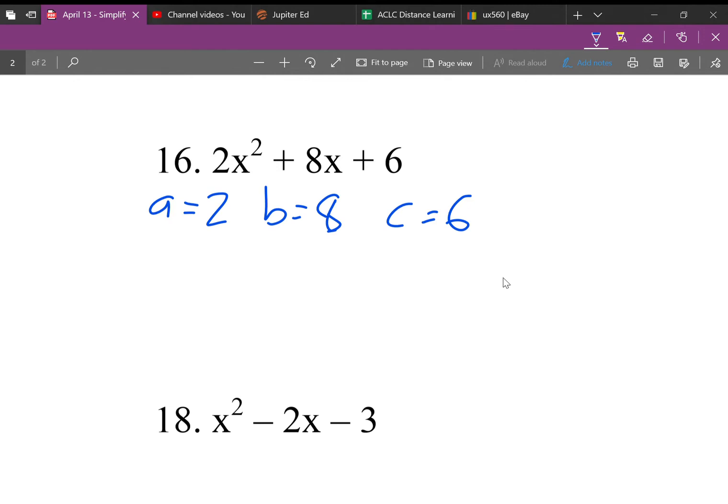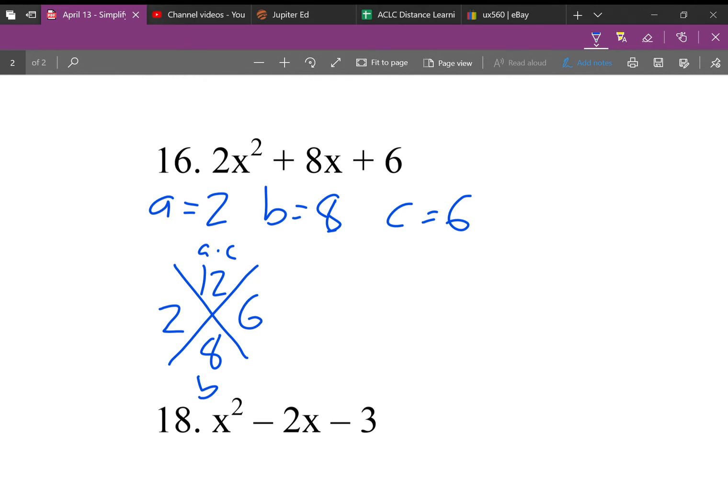When A is not 1, we need to use x and a box. So for x, A times C at the top, B at the bottom. 2 times 6 is 12 at the top, and B is 8 at the bottom. And so the numbers that work here are going to be what? Well, 12 is equal to a lot of things. In this case, 2 times 6 is going to work for us. 2 times 6 is 12 on the top, and 2 plus 6 is 8 on the bottom.